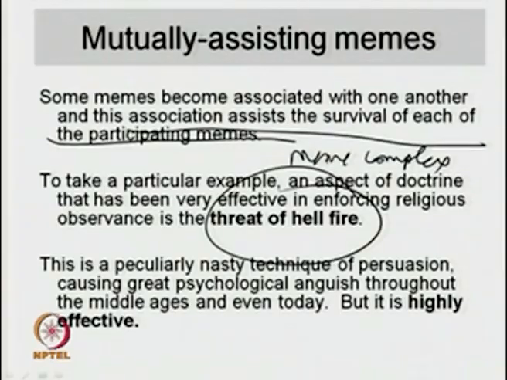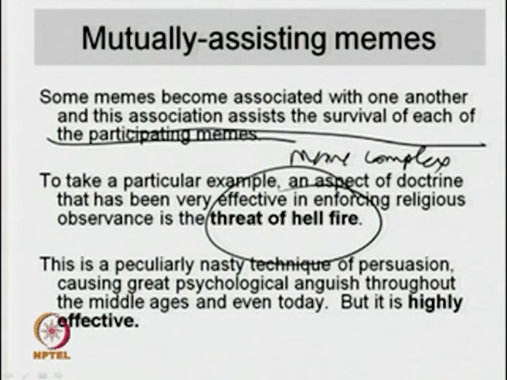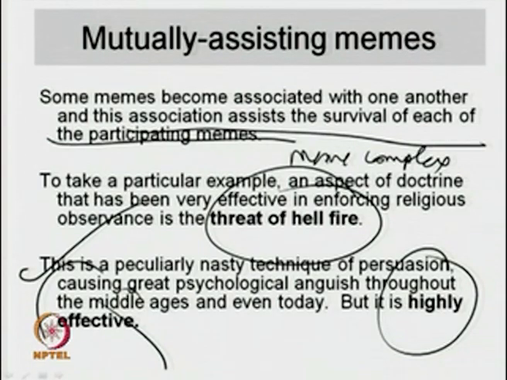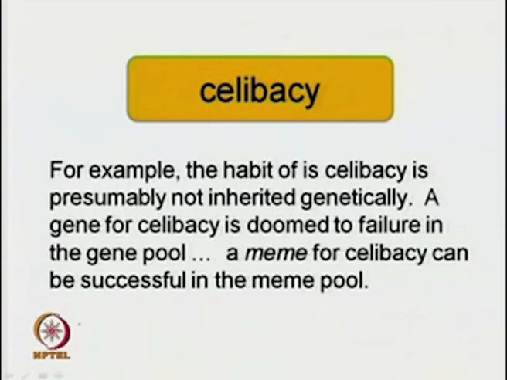Then he says, however, so he is not simply describing these things in a very academic or non involved sort of way, telling us what memes are. He has his own way of putting things. And this is what he says: the threat of hellfire is a peculiarly nasty technique of persuasion, causing great psychological anguish throughout the Middle Ages and even today, but it is highly effective. So, you see the God meme has survived. The God meme may have caused a lot of anguish in people, and certainly in children. That is what Dawkins says: if you indoctrinate children in the idea that if you do this bad thing, you will rot in hell or burn in hell, this is extremely damaging for children, and it has in earlier times caused a great deal of psychological anguish in humanity, particularly in the Christian world.